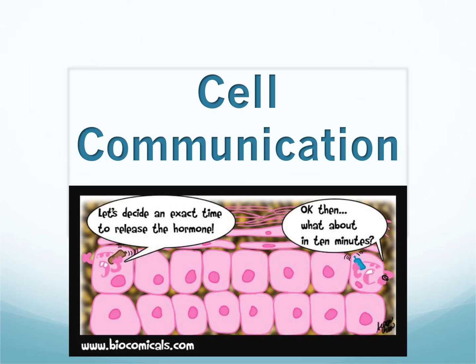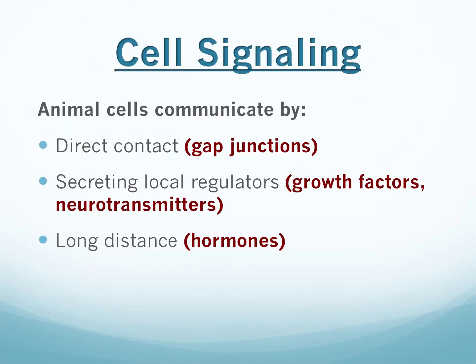So these notes today are going to be about cell communication. Cells signal and communicate through direct contact, which are called gap junctions, secreting local regulators, which are growth factors and neurotransmitters, and then long distance messages, which are hormones. The cell uses all of these kind of at the same time, depending on what they're needed for.